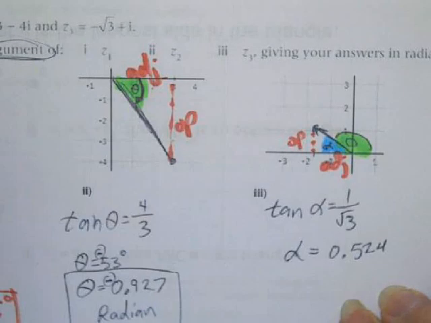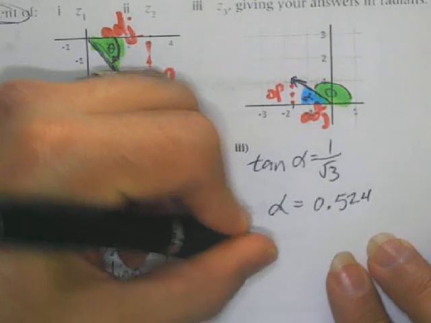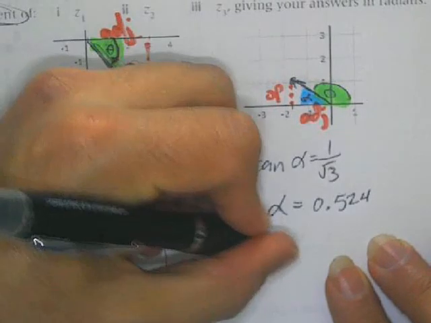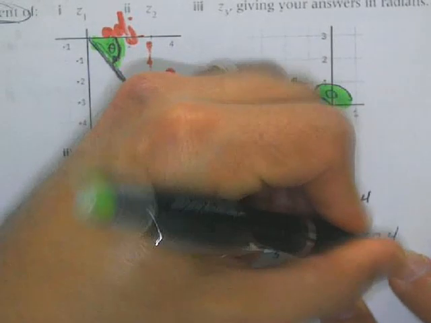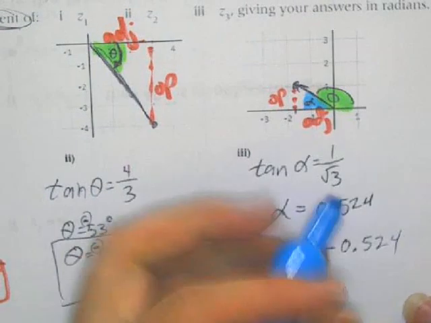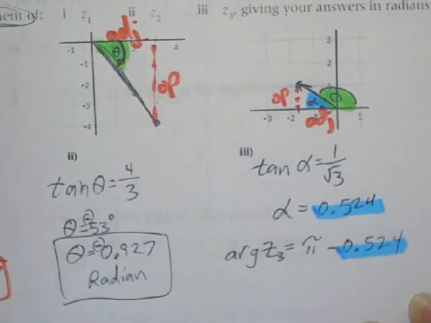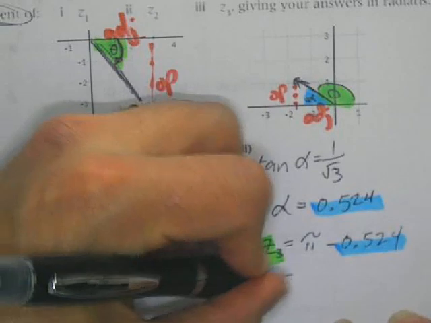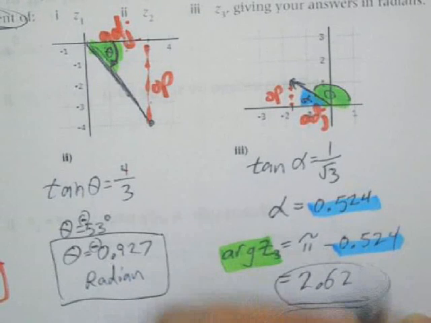So to figure out that green one, let's call it arg z subscript a, because this is problem number 3, right? So arg z is equal to pi minus 0.524, because if I'm subtracting the blue one there, then I'm going to get arg z. Okay. So then pi minus that value gives me 2.62.